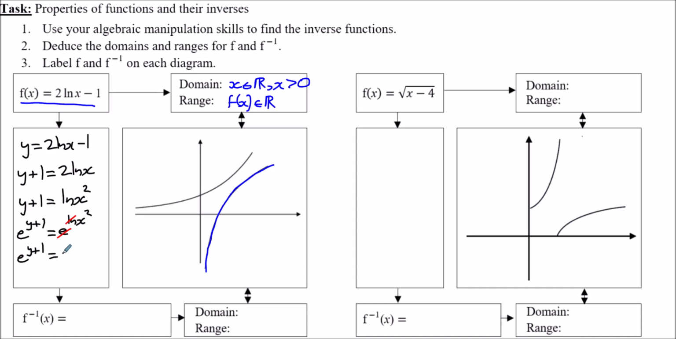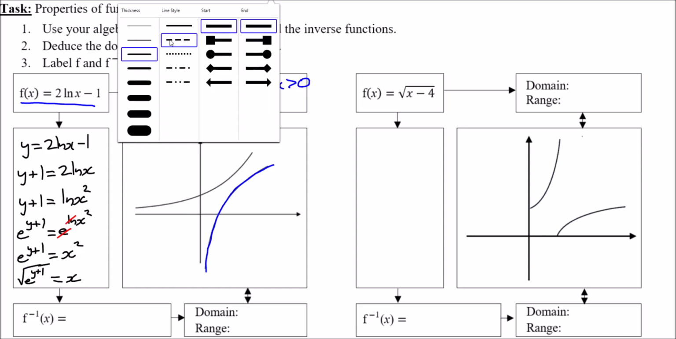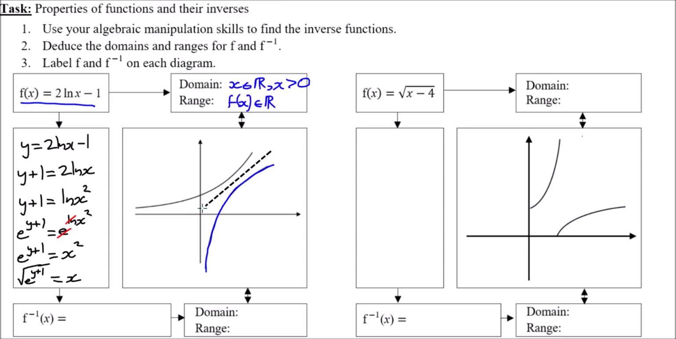equals x squared. Square root both sides, I get e to the y plus 1 all square rooted over here. Now you're probably shouting, saying, well, that should be plus or minus here, and of course it should, but if we just consider the inverse and the graphical properties of that, we'll know that it's got to be a reflection in the line y equals x. Therefore, we can see here that it's got to be positive only.